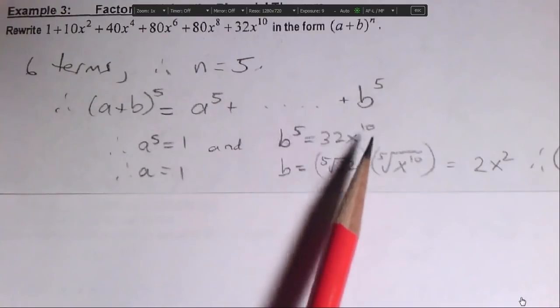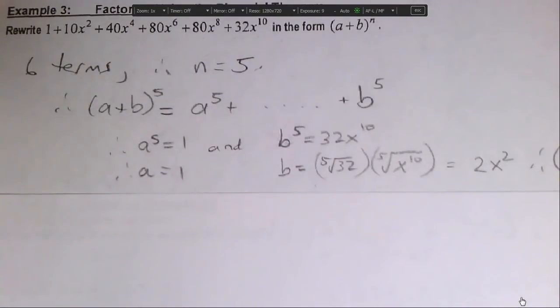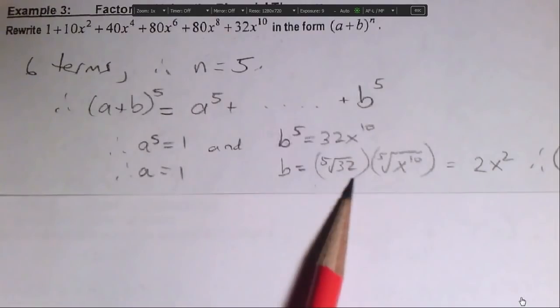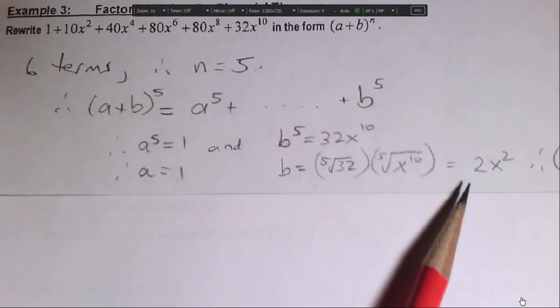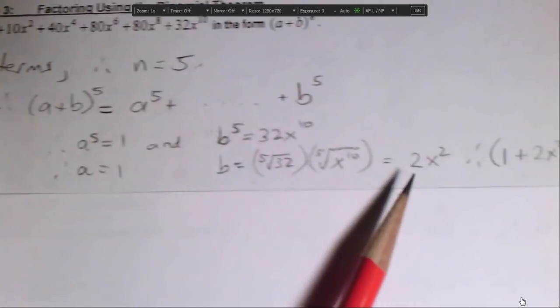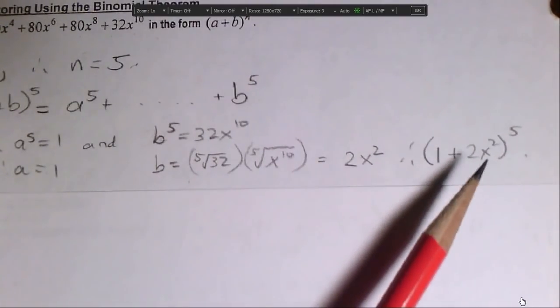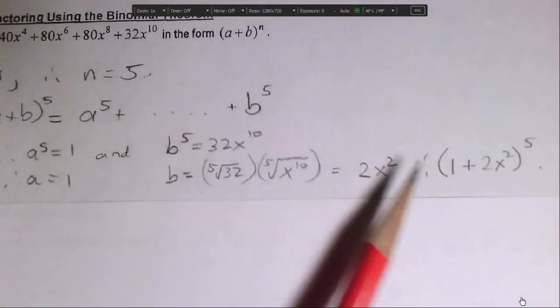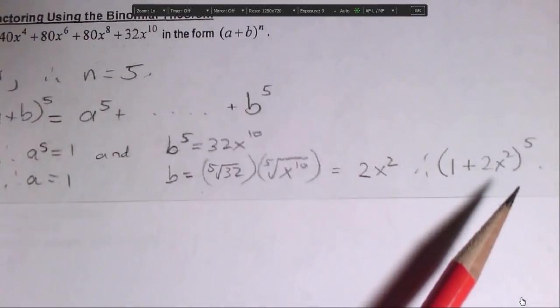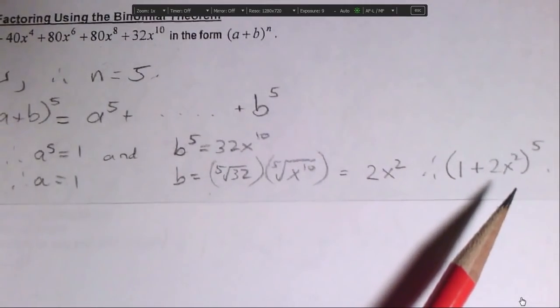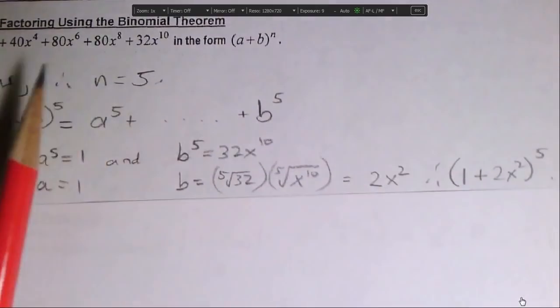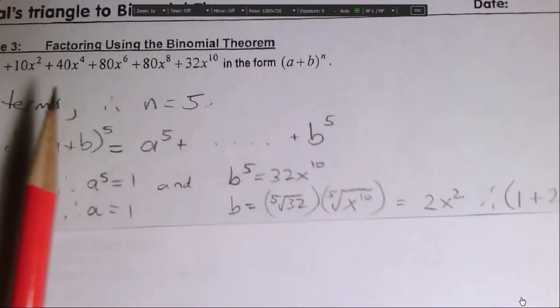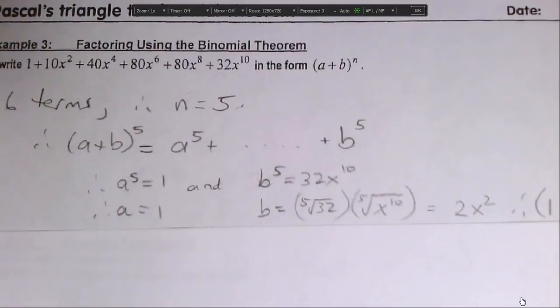Taking the fifth root of the coefficient and of the variable, so here I am taking the fifth root, gives us that b is 2x squared. So this can be written as (1 plus 2x squared) to the exponent 5. And if you want, you can take this just for practice and expand it out using the coefficients from the triangle, and you should get the same as the question. Okay, so a really awful looking thing that's quite cute and not awful at all.